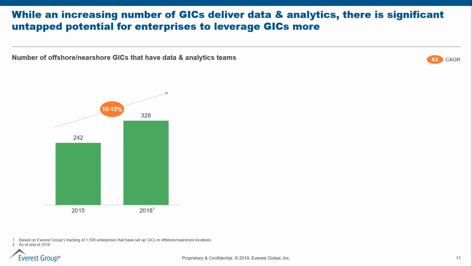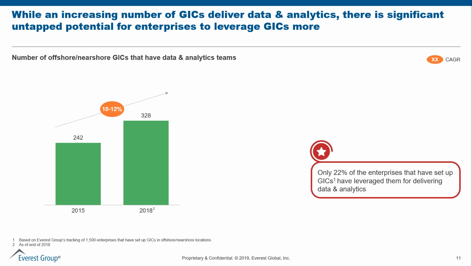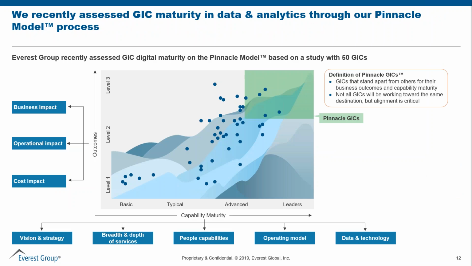However, this 328 only represents 22% of the enterprises that have set up GICs. So here's an important point for all of you to take away from this: only 22% of the enterprises that have set up GICs are using them for data and analytics. They're doing other things in the GIC, could be IT services, finance, or operations, but there is significant untapped potential. The group that has joined the call today represents more of this 22%, and hence almost three-quarters of this group is leveraging GICs. But we do see that this is going to increase going forward. On that note, moving on to the next part of the webinar, I briefly touched upon the Pinnacle model, right?